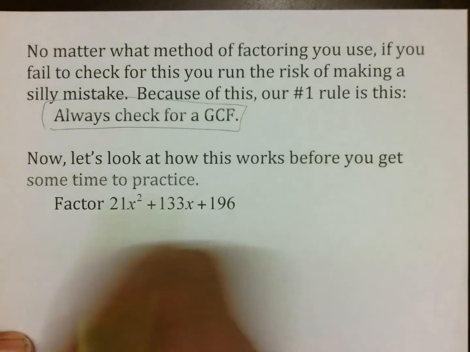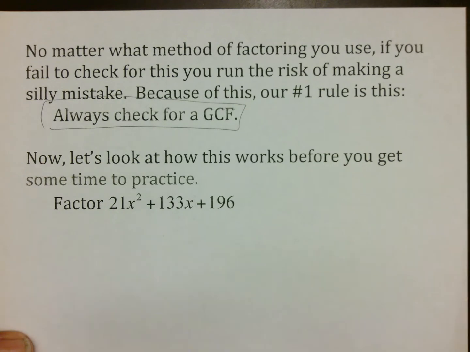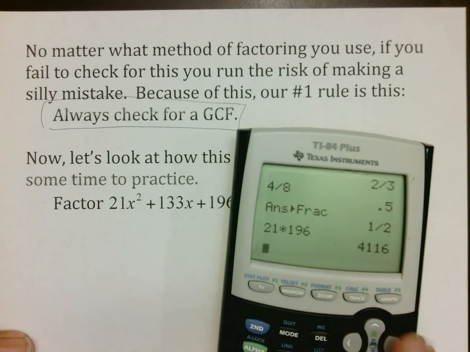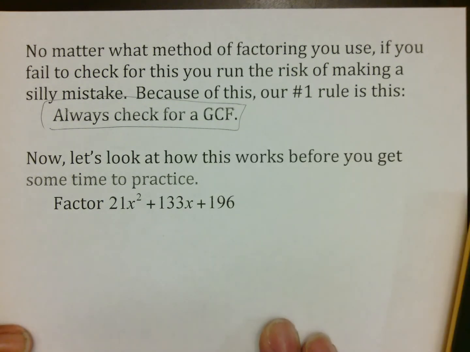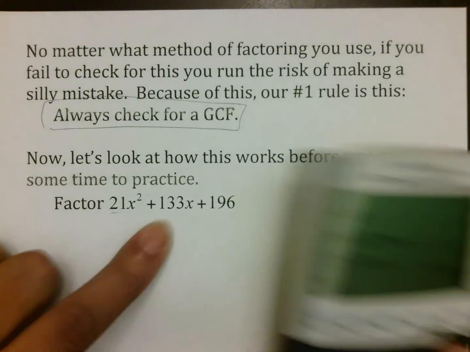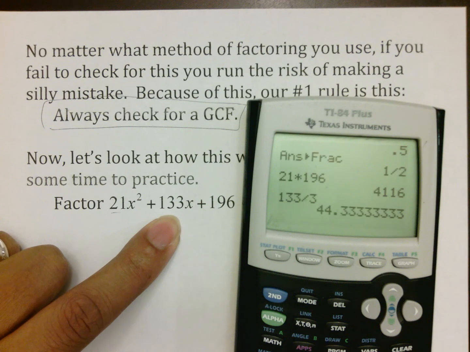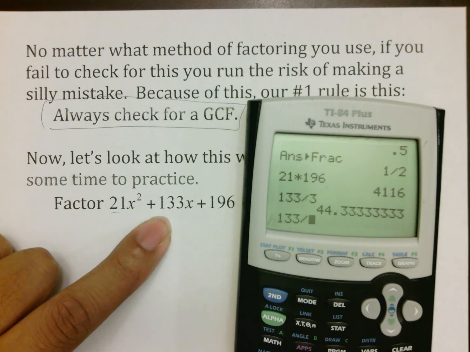So looking at this problem here, here's the first hint. These numbers are huge, and I really don't want to try to find two numbers that multiply to be 4,116, because that would be a huge factor tree. So what I do here is I cross my fingers and look at the lowest number here, 21, and I think, okay, 3 goes into 21, so let me see if 3 goes into 133. No, it doesn't. But 7 goes into 21, so let me see if 7 goes into 133.